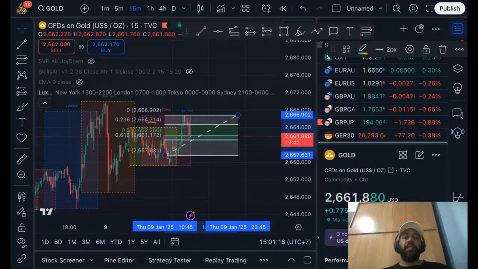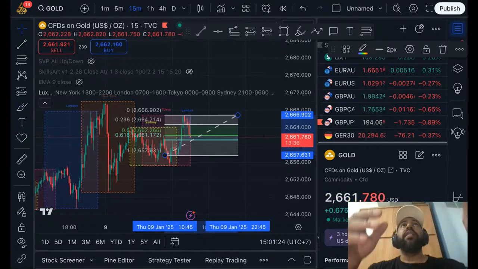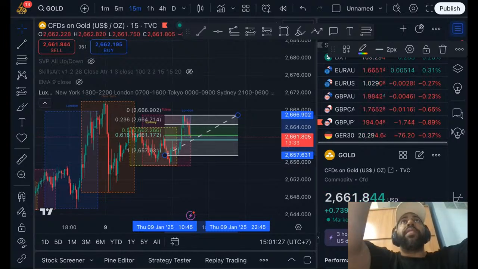All right, it's running already 40 pips. So I hope, guys, you move your stop loss to break even, and maybe you collected some profit here.